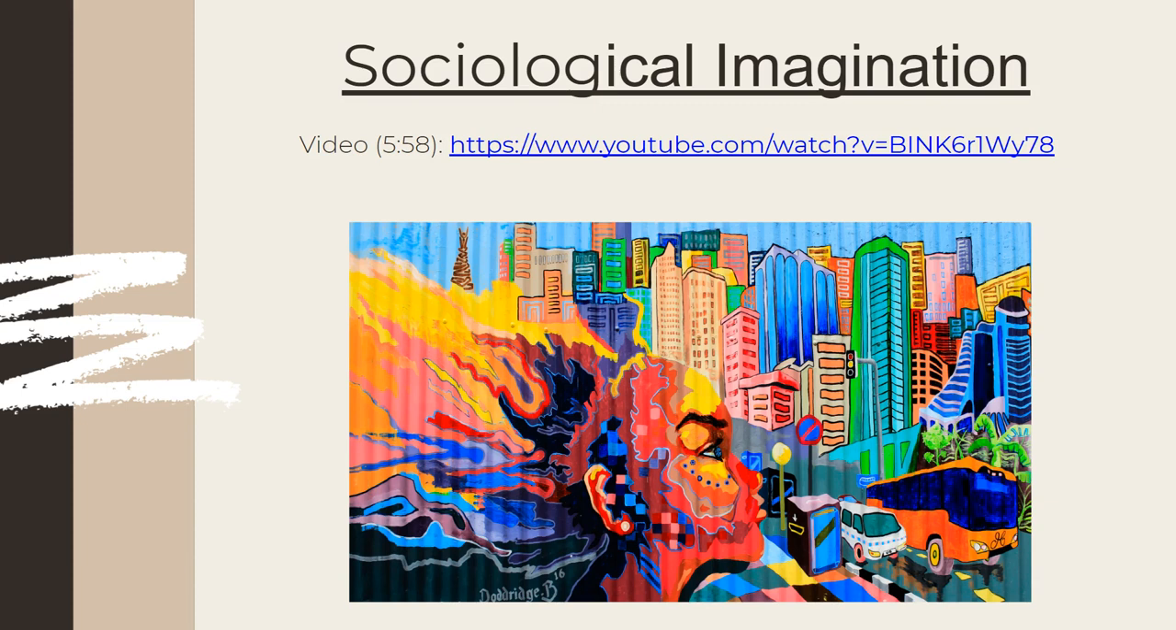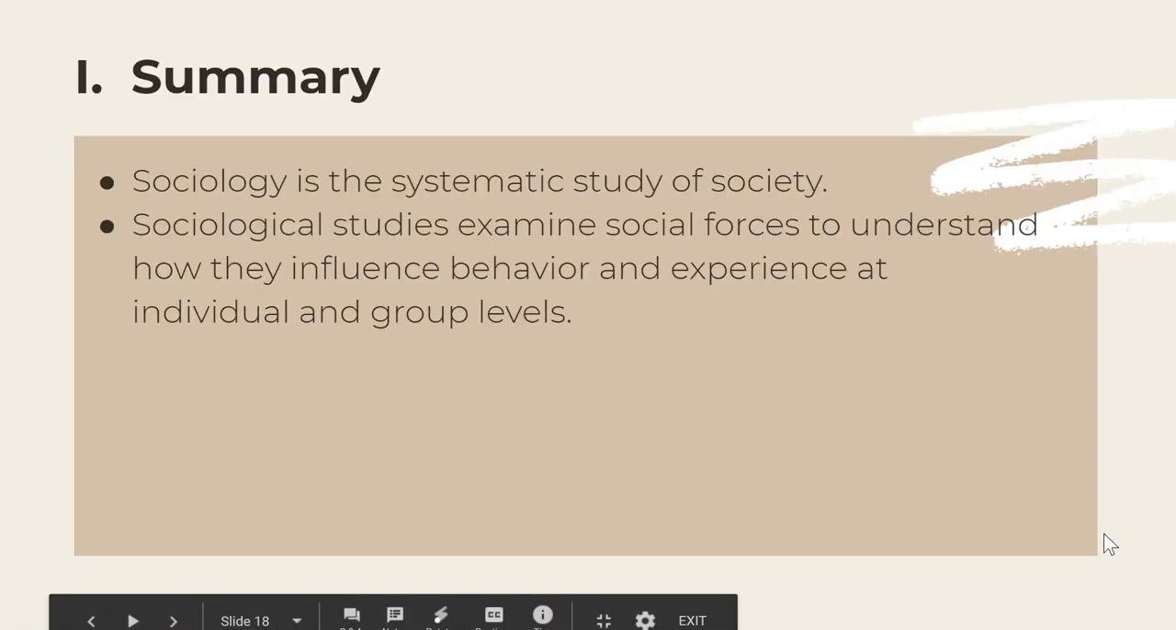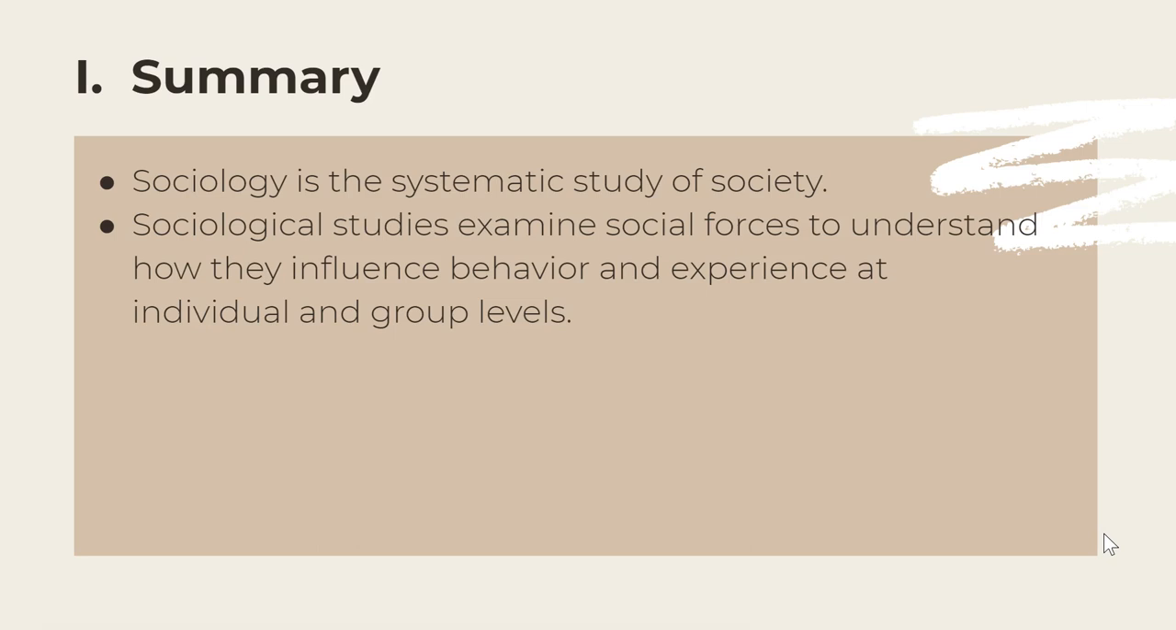Okay, so by now you should have watched that YouTube video to understand a little bit more about what sociological imagination is and how sociologists see the world. So in summary, for this section on what is sociology, we started out by defining sociology as a systematic study of society, and these sociological studies investigate social forces that are beyond the individual, right? Beyond me. So this is not innate in me, right?